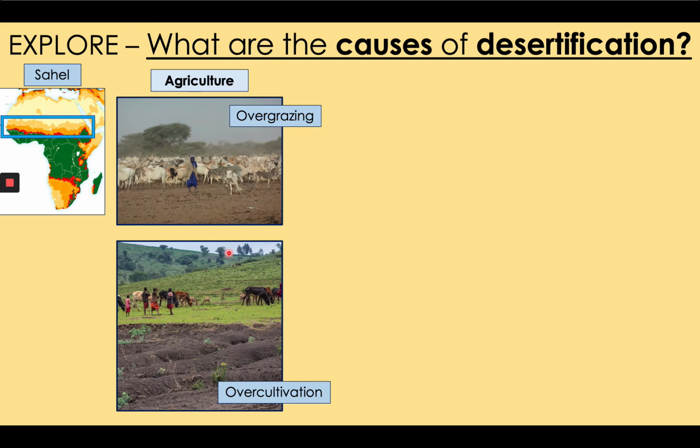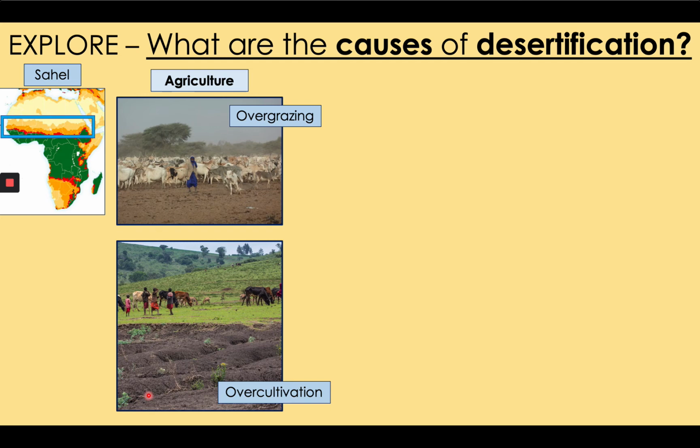Additionally, overcultivation of the land is a major problem. So what is overcultivation? Well, here you see cultivated land and here you see uncultivated land. What's the difference? Here the land has been ploughed by metal ploughs being pulled behind either cattle, like ox, or by tractors.